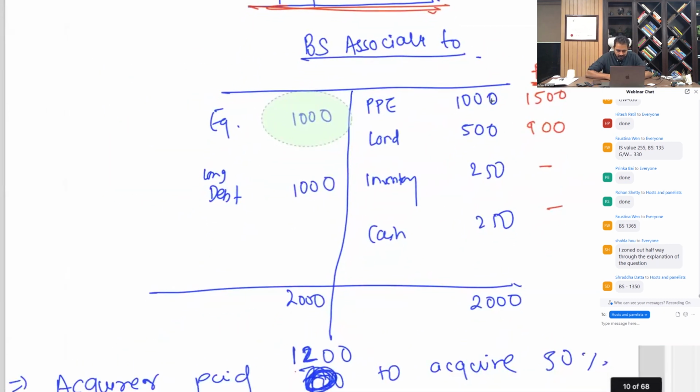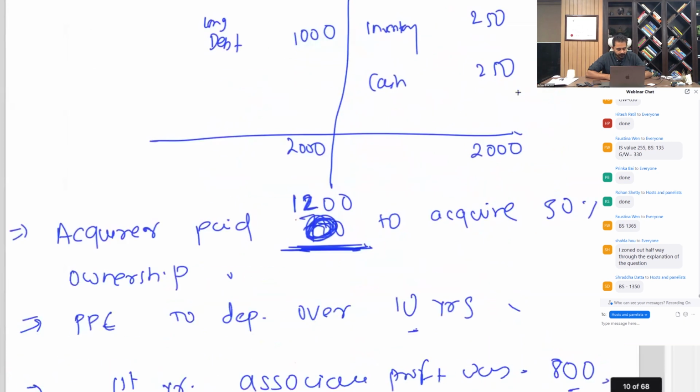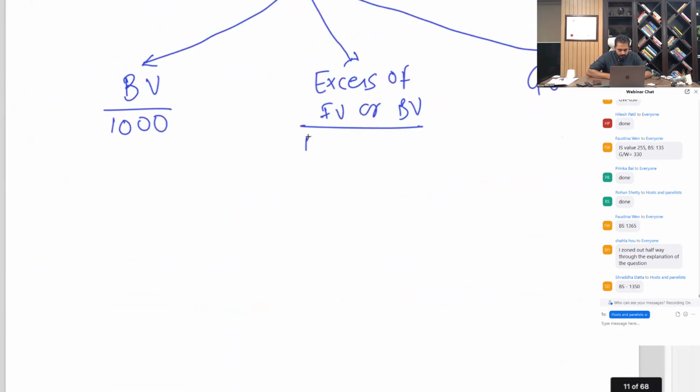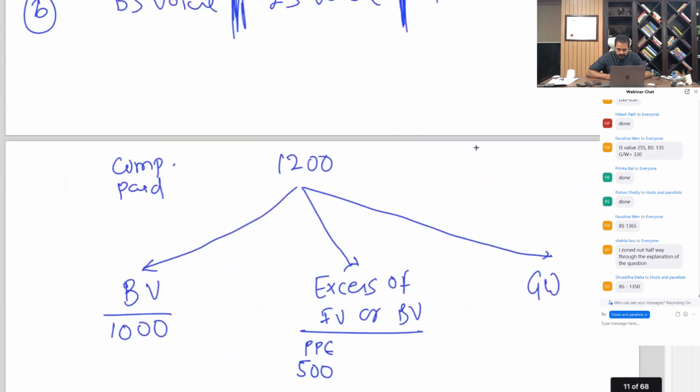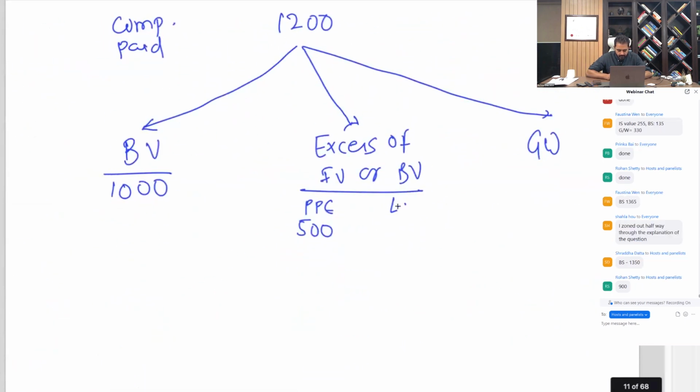On the exam, you would see this clear pattern. There would be 1 or 2 assets which will have a difference. So here, excess of fair value over book value, 500 for PPE. Do you agree? So total PPE, excess of fair value over book value, 500. And what else do we have? We have land, which is going to be 400. So the total here is 900.